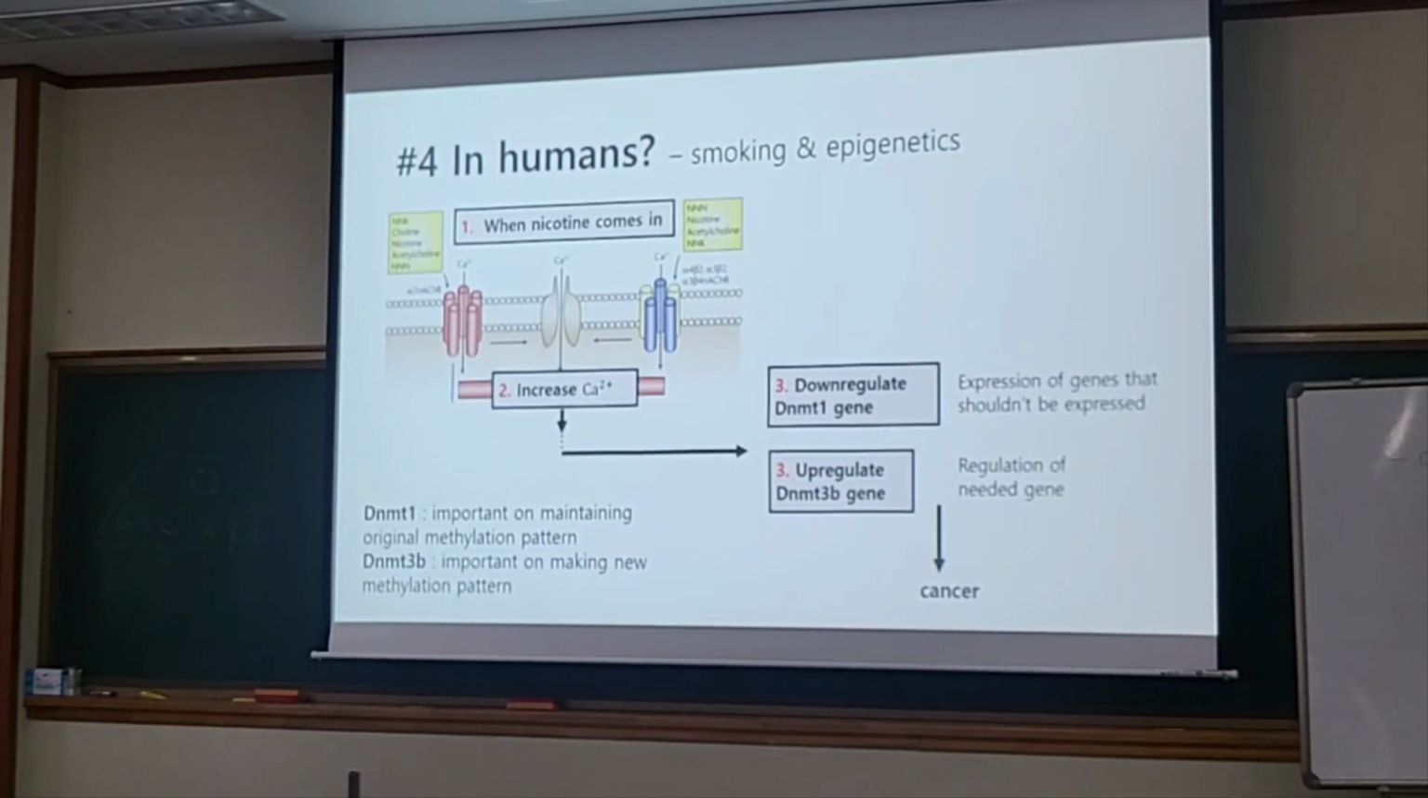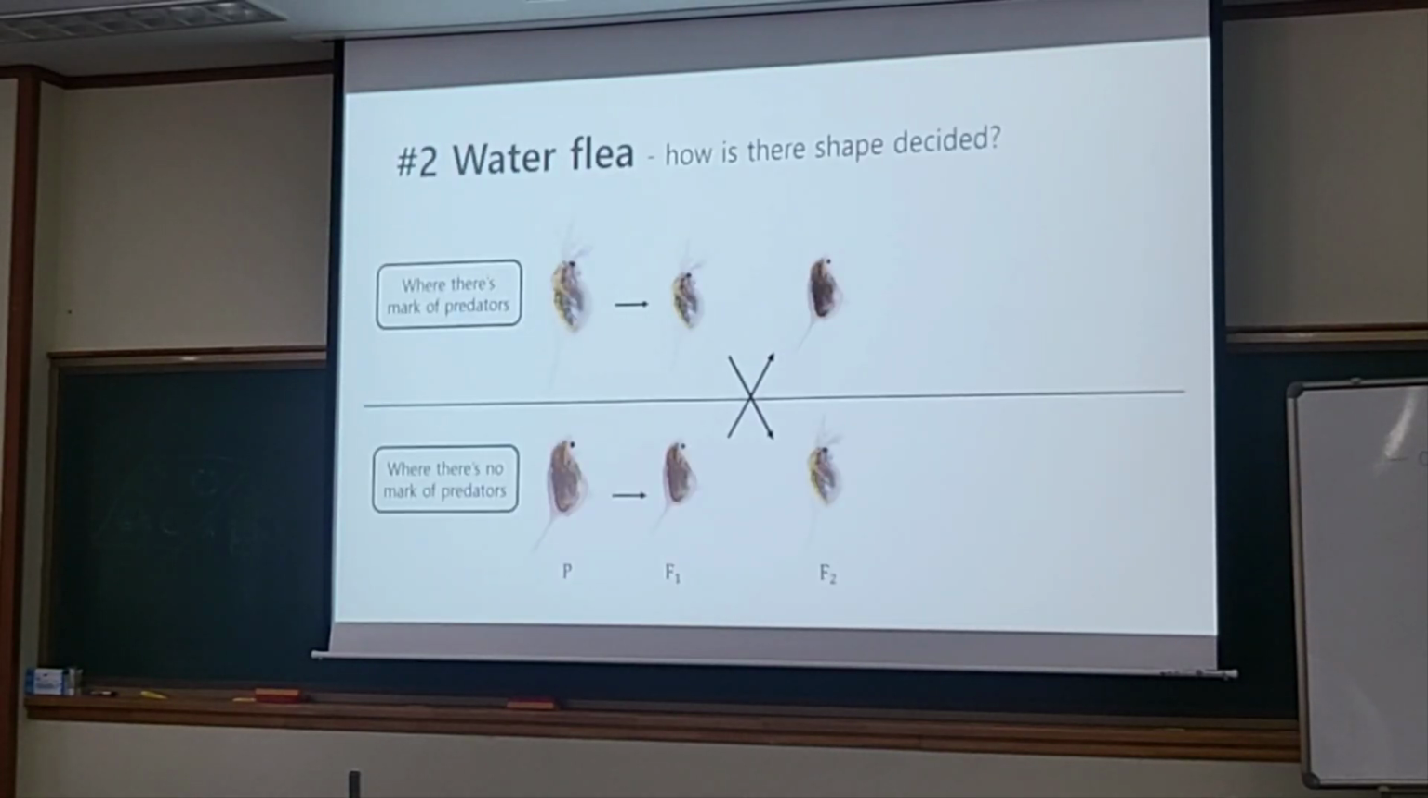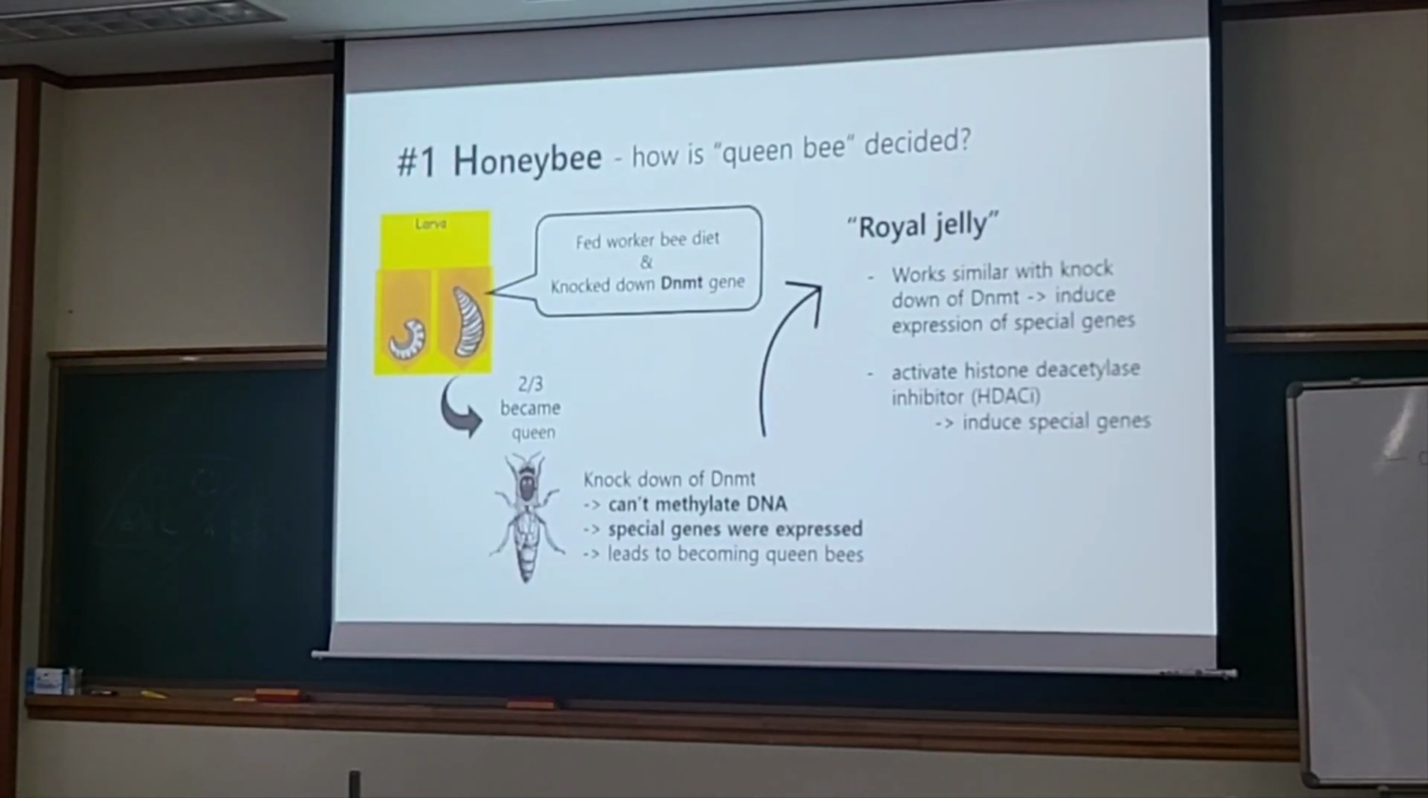About the multiple types of DNMT, in the experiments where they knocked out the DNMT, did the researchers knock out every type of DNMT, or did they choose a specific subtype? As far as I understand this paper, I think it was DNMT1. When the cells replicate, DNMT1's role is methylating the original patterns. So I think they knocked out the DNMT1 enzyme gene.